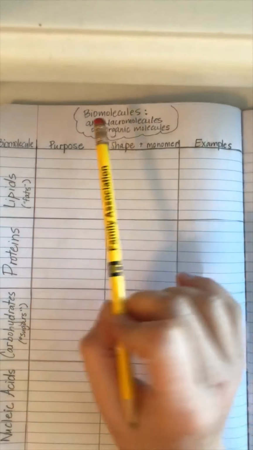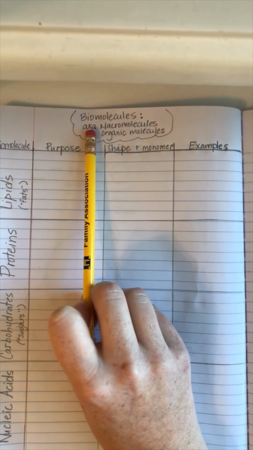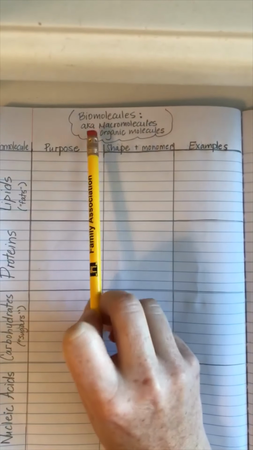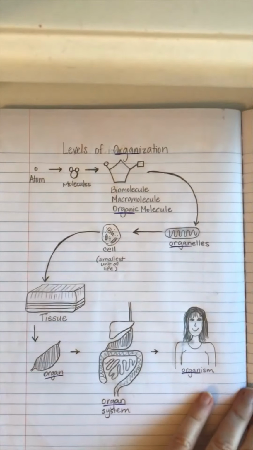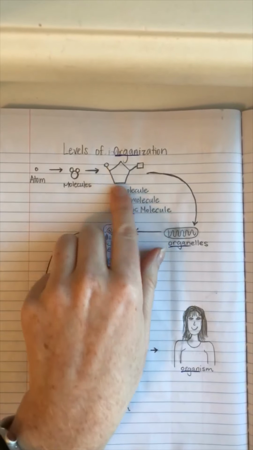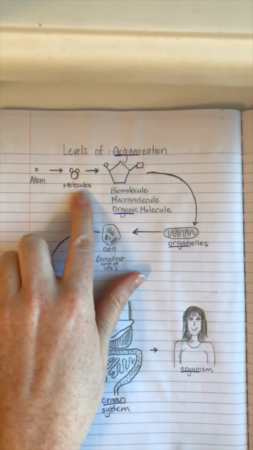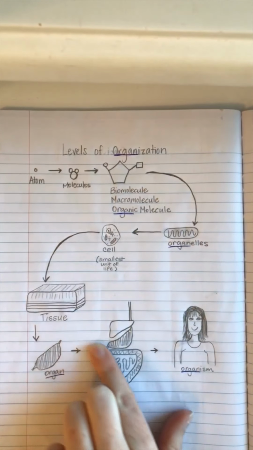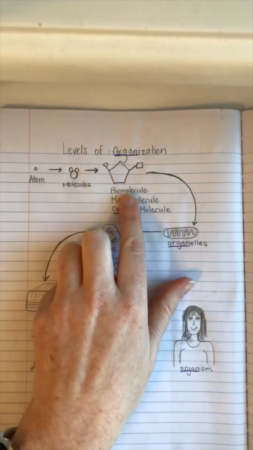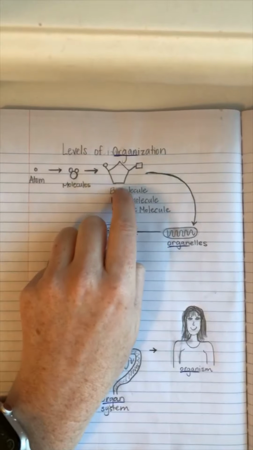So one thing you'll notice is the title. It says biomolecules. AKA just means also known as macromolecules or organic molecules. If we were to look back at our previous page's notes, you'll see that I've drawn an example of a biomolecule here, and we talked about how non-living things would stop here at molecules, but living organisms go all the way through these various levels. So we are going to talk about specific types of biomolecules.